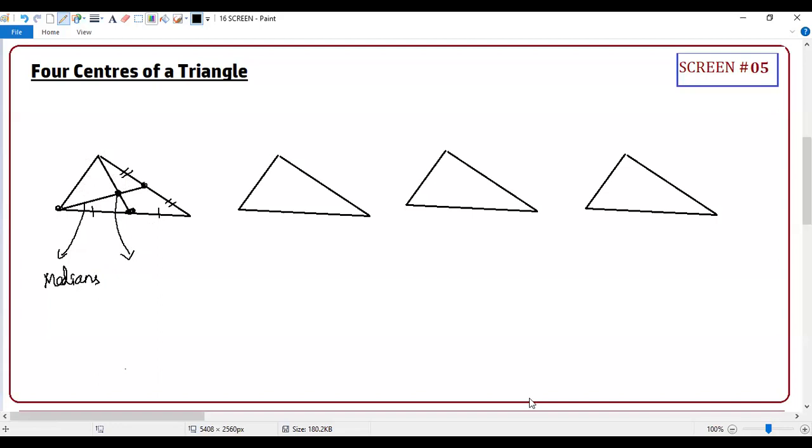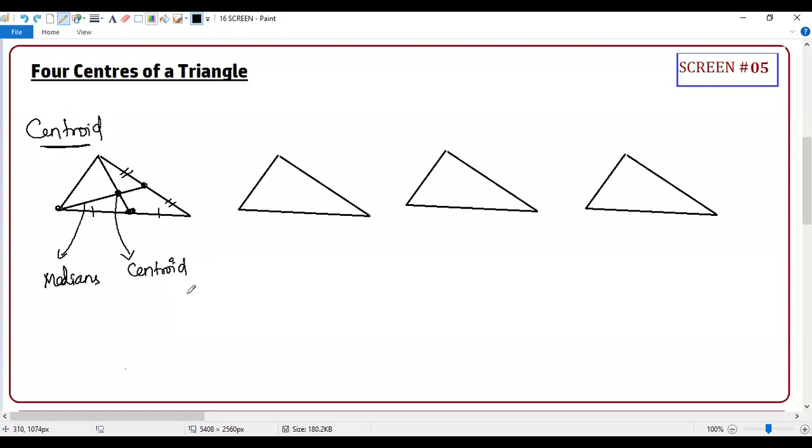The point of intersection of the medians is called what? Center. Center of the triangle. Centroid. This is one center. So I said there are 4 centers. Are you clear? So center 1 is what? Centroid. Everyone crystal clear? Sir, can you explain it once again? The point of intersection of the medians is called the centroid.